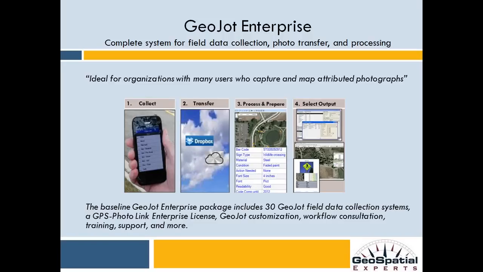Today we will be demonstrating a field and office integrated system for capturing geotagged photographs along with their associated attribute data. We'll show you an end-to-end system for collecting, transferring, processing, and sharing map photos and attribute data. We'll demonstrate how you use an iPhone, an iPad, or an Android smartphone or tablet as the in-the-field photo and data collection device, and use GPS photo link software to process and edit photos and attribute data to prepare it for use by your information consumers.